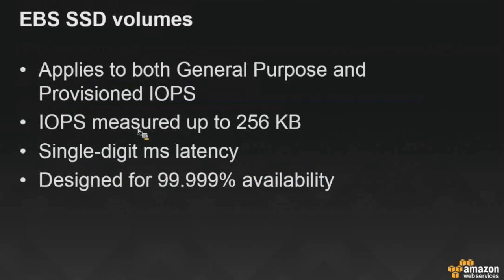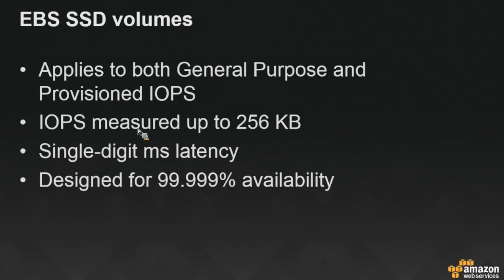So a little bit of data around what those volume types present. All of this data applies to both general purpose volumes and provisioned IOPS. An IOP, or an IO, is measured up to 256 kilobytes. What that means is if you send down a 1 megabyte IO, so that would be the block size of your application, it will be chopped up into 4 IOPS measured at 256 kilobytes a second.